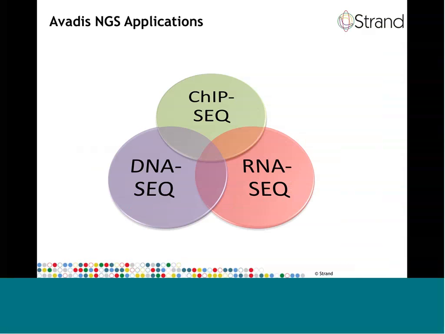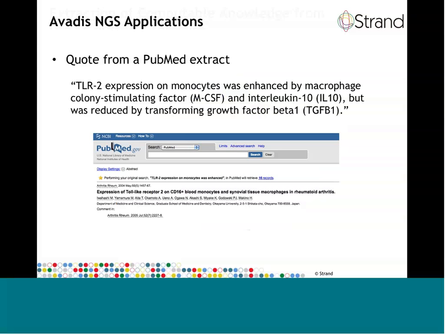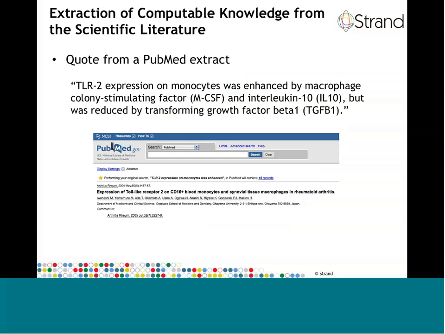Okay, so this concludes the section on the specific workflows for the 3 major supported NGS applications. And we will now cover some workflow steps that can be applied once a list of interesting genes has been uncovered. So Avadis NGS also provides network and pathway analysis functionality with information extracted from the scientific literature, which can be used to learn more about the genes that NGS analysis has shown to be affected one way or another.